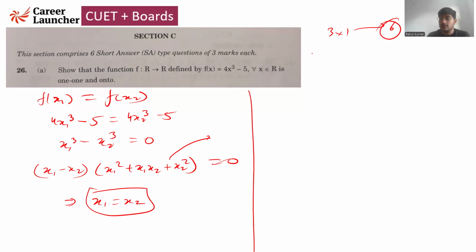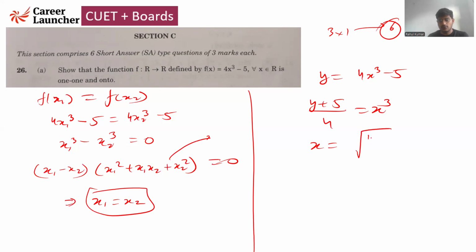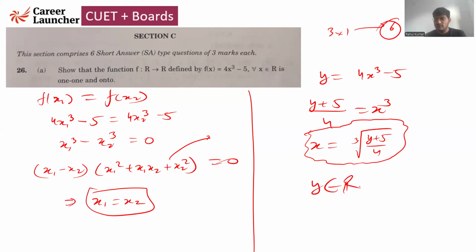Now your work is to show that it is an onto function. You will assume y. Y plus 5 divided by 4 is equal to x cubed. The value of x is the cube root of y plus 5 divided by 4. Now, the advantage of a cube root is that we can substitute any kind of number, because the cube root of negative numbers also exists. This is the beauty of the cubic function. So from here, y belongs to real numbers.